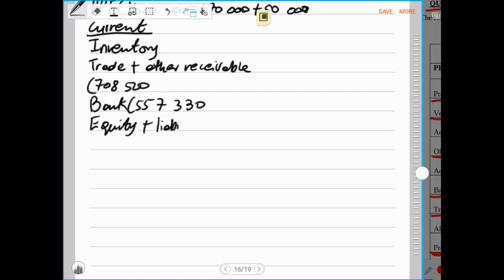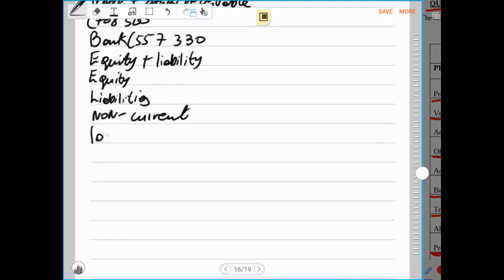Equity plus liability. And under equity and liability, we start with the equity. And equity is the one that will be from the statement of change in equity. Then from equity, we record our liabilities. And since we know that our liabilities are divided into two, there is a non-current portion. And under non-current portion, we record long-term loan.